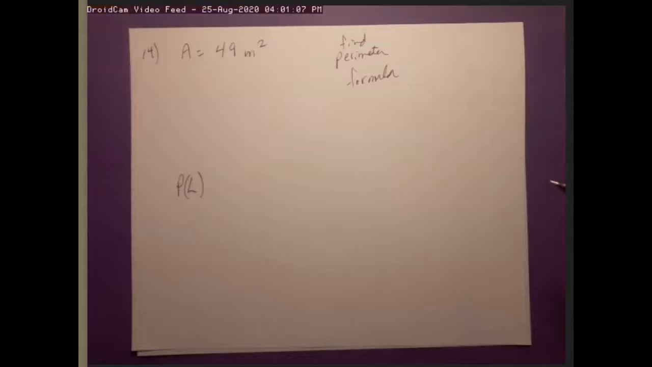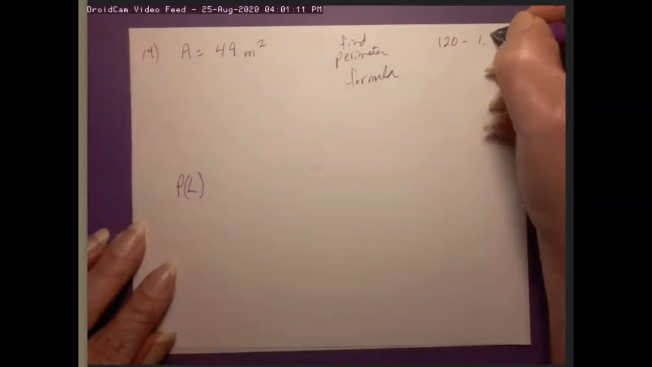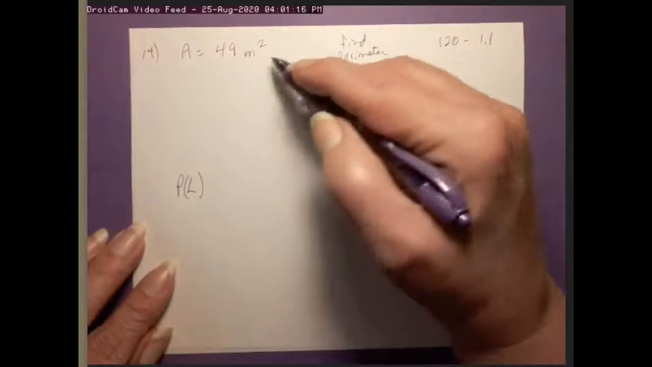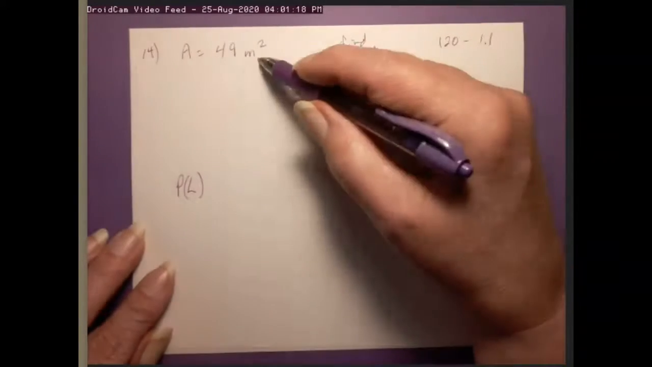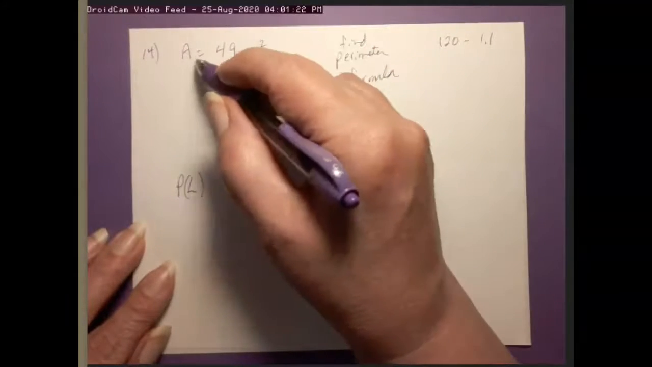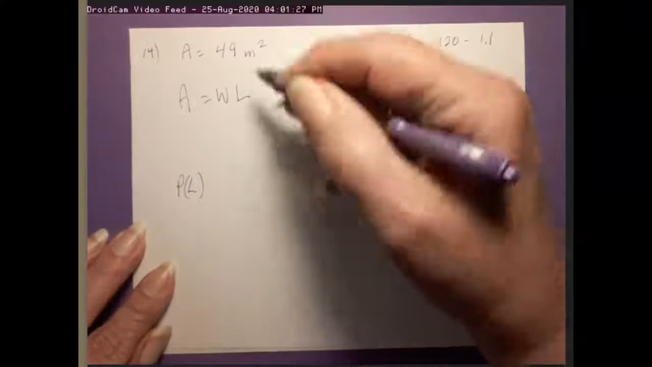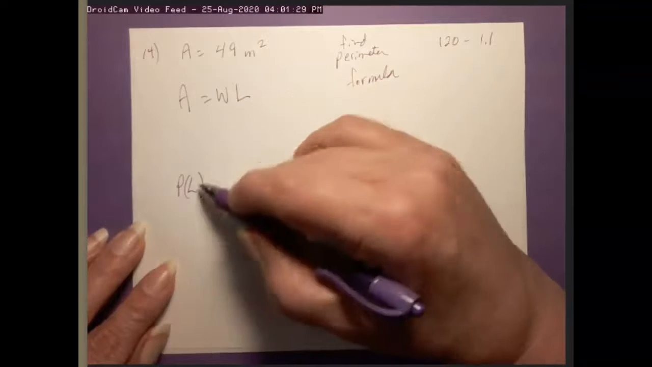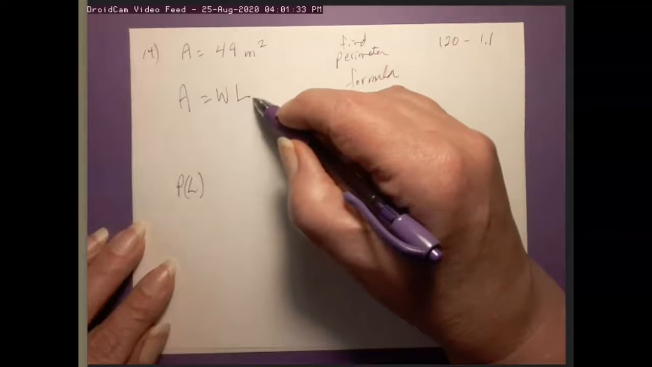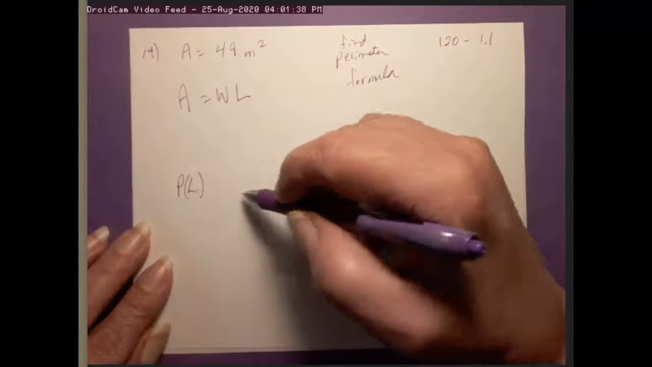I was asked for number 14, and this is on 1.1 for Math 120. So we want to find the perimeter formula given that the area is 49 meters squared, and we want it in terms of L. So we're looking for this. If the area is 49 meters squared, the area of a rectangle is width times length. Now capital L is what they gave me as a variable, so make sure you're putting that capital L in as your variable. We want to have this formula in terms of L.